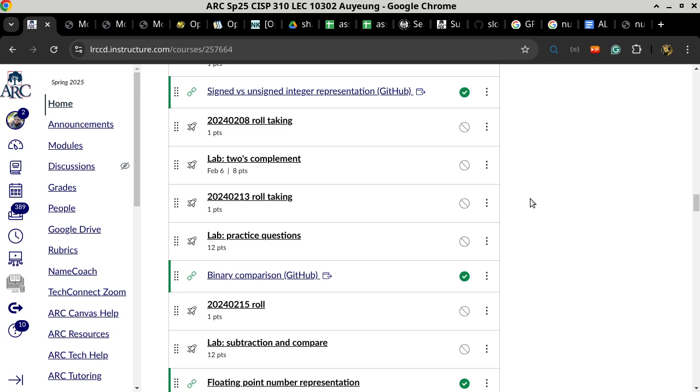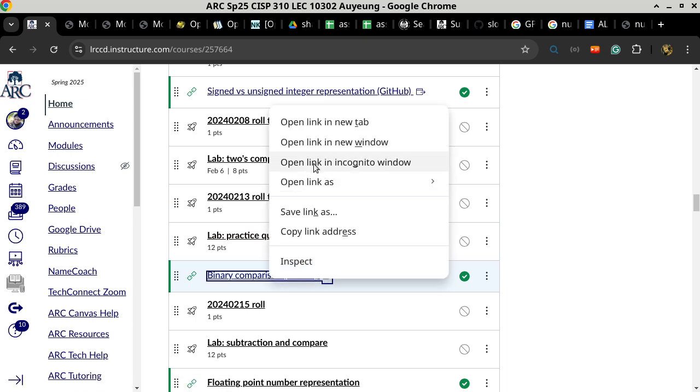According to the syllabus, it is about 1/3 through the semester. We are not close to 1/3 yet. Week 5-ish, 6-ish, yeah.